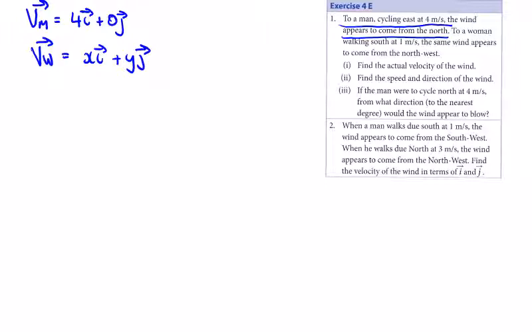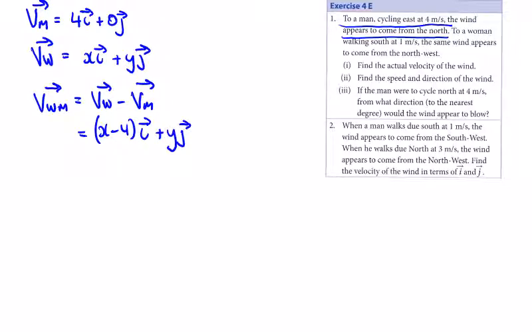So the velocity of the wind relative to the man, it appears to come from the north, which we'll use now in a minute. So we're going to get our x minus 4, velocity of wind minus the velocity of the man. Just in case you get it the wrong way around, maybe set it up like this every time. So we have x minus 4 in the i direction and just plus y in the j direction.